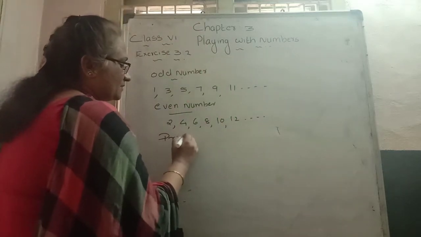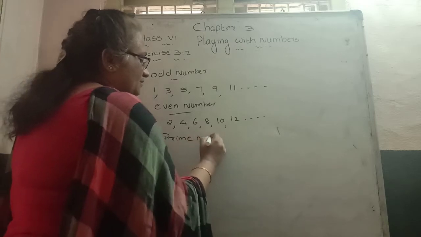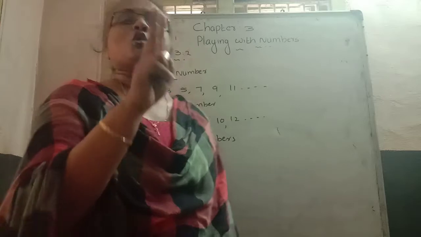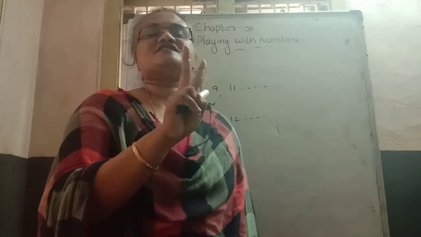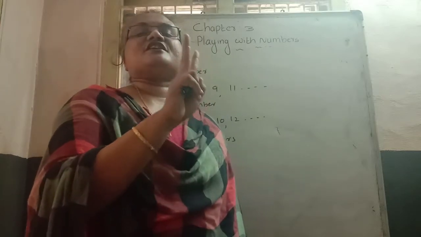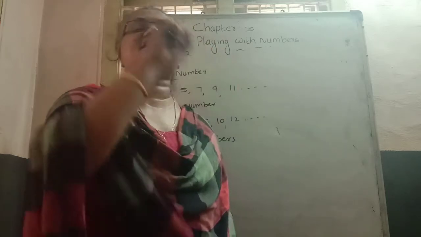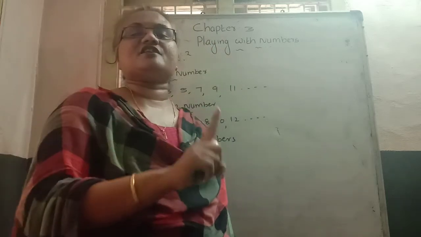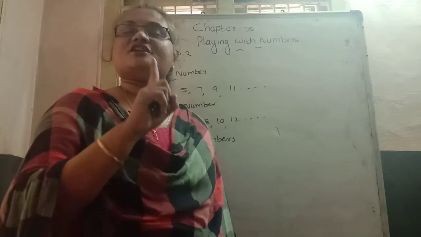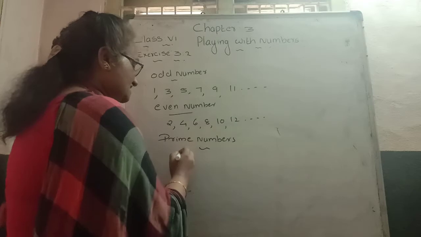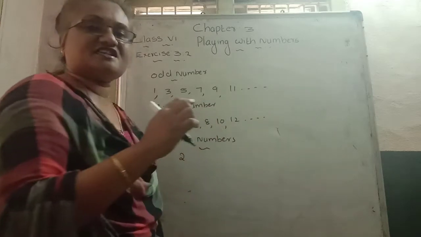What about prime numbers? Prime numbers means numbers having only two factors. Such numbers are known as prime. That means two factors: one and the same number itself. Which is the first one? 2. 2 is a prime number.